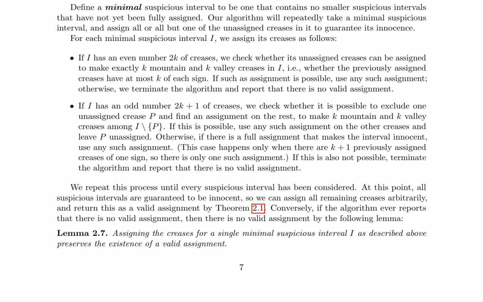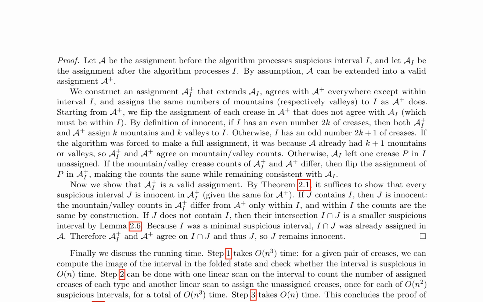The algorithm proposed first finds all suspicious intervals, then processes each minimal suspicious interval I. If I has an even number of creases, it assigns them to make exactly k mountain and k valley creases. If I has an odd number of creases, it assigns all but one crease to make k plus 1 mountains and k valleys, or vice versa, and leaves the remaining crease unassigned.